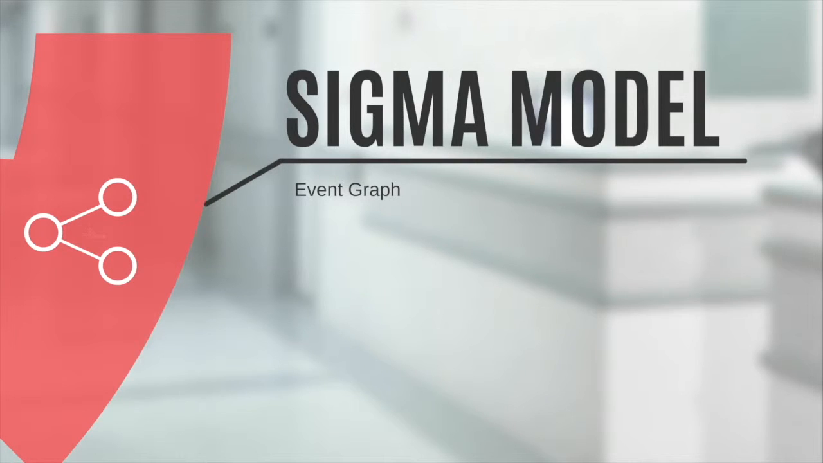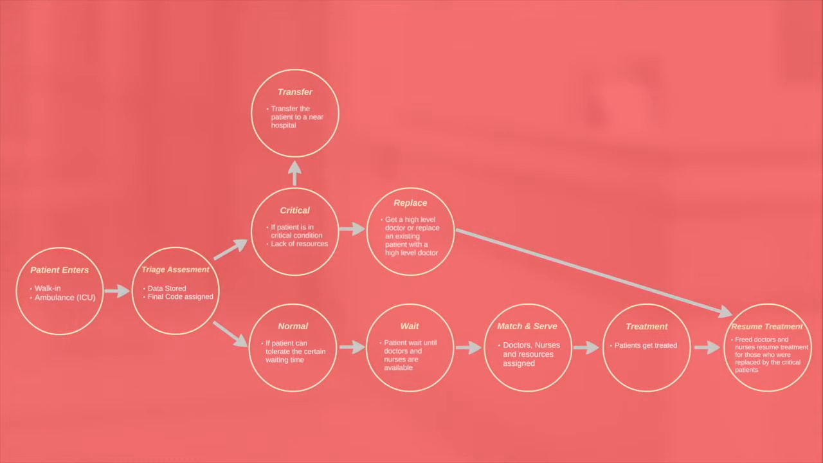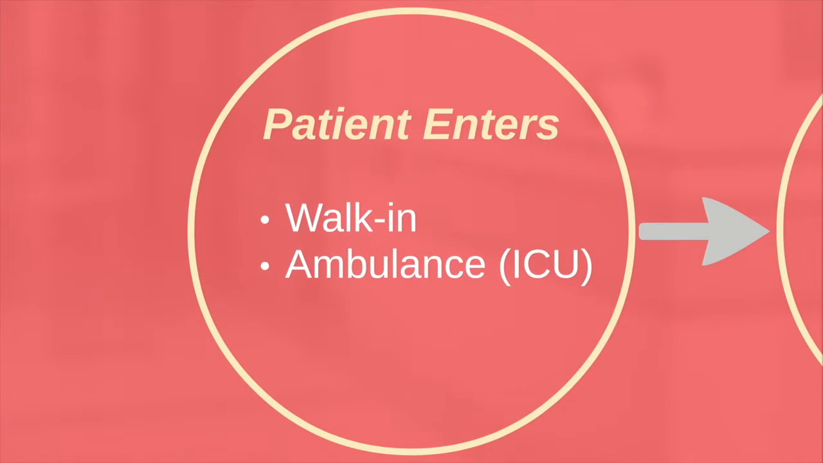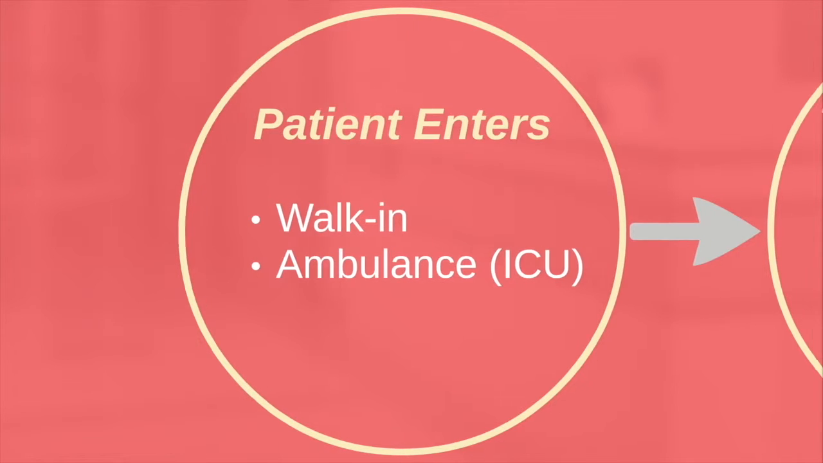To have the great functions we just mentioned, we use a Sigma model to simulate an emergency room. This is a simplified version of an event graph of our model. It is just like an overview of everything. Patients come in at a predetermined rate according to statistics about emergency rooms in the United States.